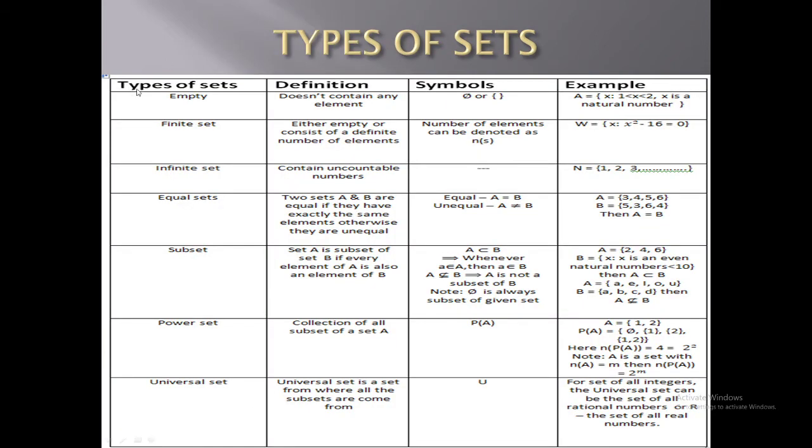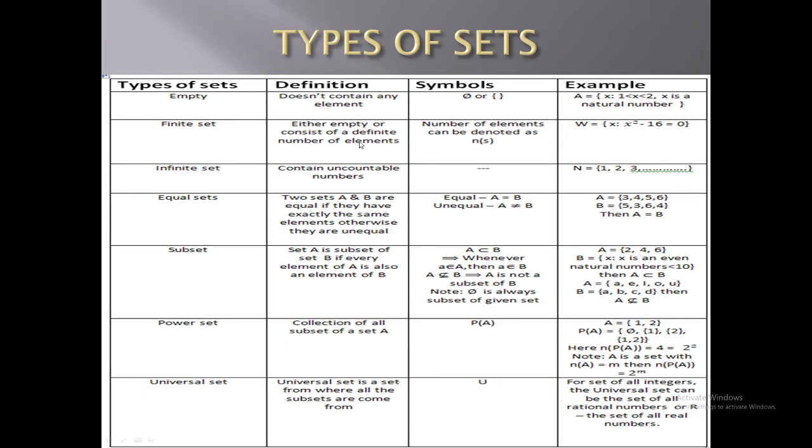Here I am giving the types of sets. Here I make it one table. So here, types of sets. Empty set: the definition of an empty set is that it doesn't contain any element. Already we know that the symbol phi denotes the empty set. Also the set notation without any element.